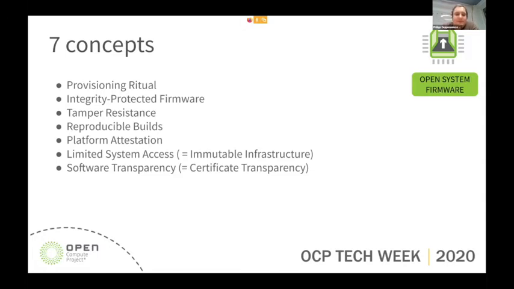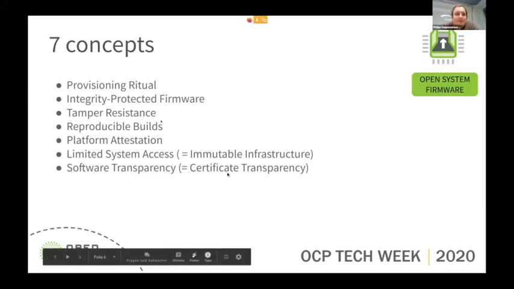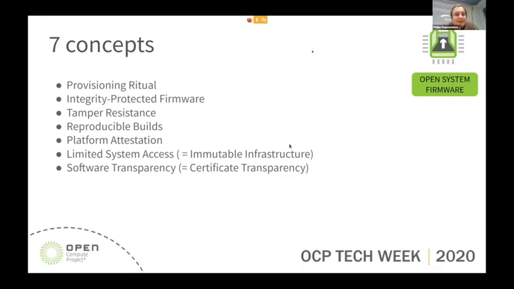The first is a provisioning ritual, which is the initial provisioning of the system you want to use with system transparency. Then we have the integrity protected firmware, which is important, right? So we want to be sure that the firmware stays the same and there are no attackers, and also can somehow show what the firmware consists of. And tamper resistance is important in terms of the root of trust. So we want to have a root of trust which is tamper resistant. It can't be modified easily.